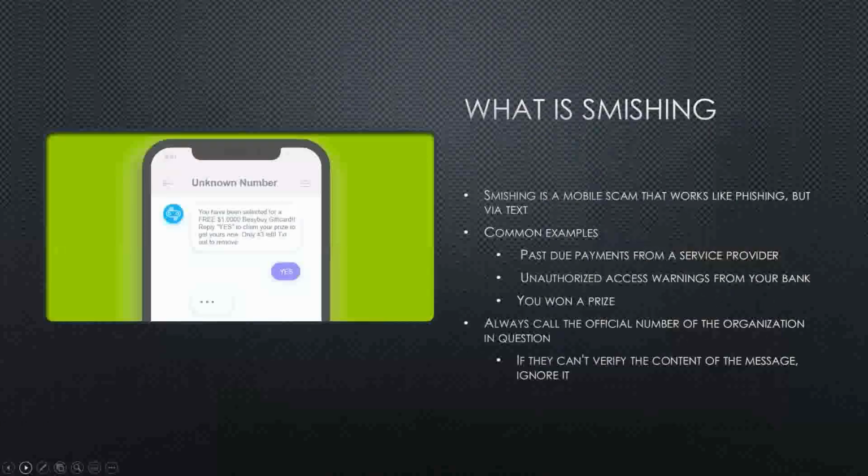What is smishing? Smishing is similar to phishing, but it's via text message rather than email. As you can see from the example, this is a great example of a smishing attempt. It says you've won a $10,000 Best Buy gift card. The comma's in the wrong place in the 10,000, and Best Buy is spelled wrong. So this sticks out as a perfect example of a smishing attempt.